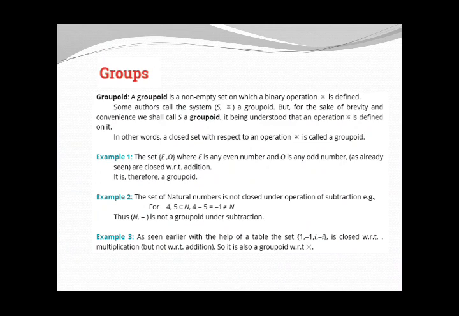Next we have the set 1, -1, iota, -iota, called the fourth roots of unity, closed with respect to multiplication. It means if we apply the closure property with respect to multiplication, it's satisfied and therefore it is a groupoid. If we multiply any two of its elements, the answer also belongs to the set.